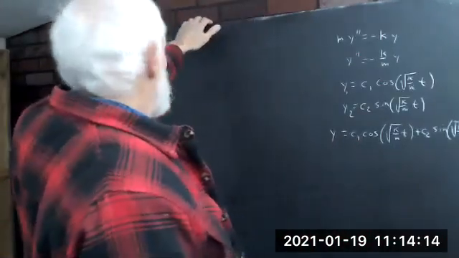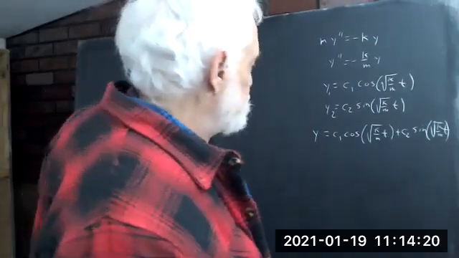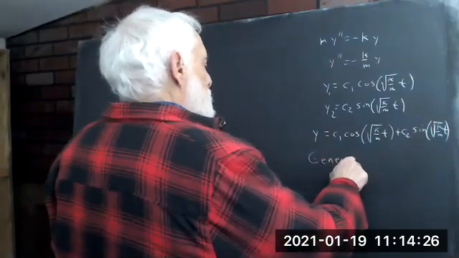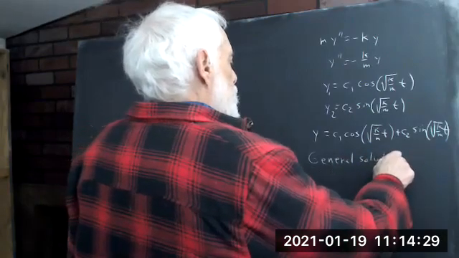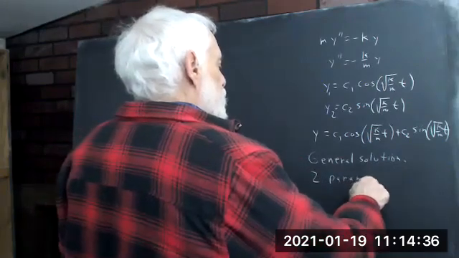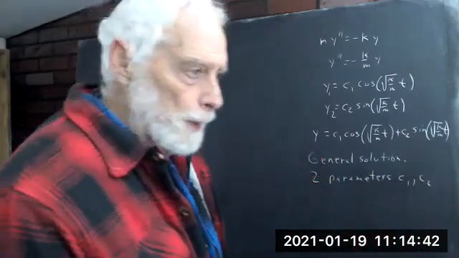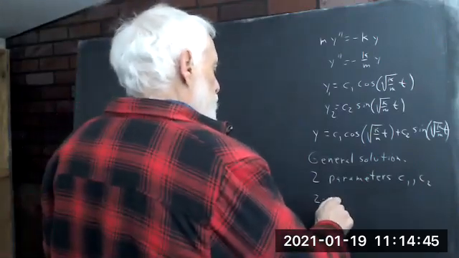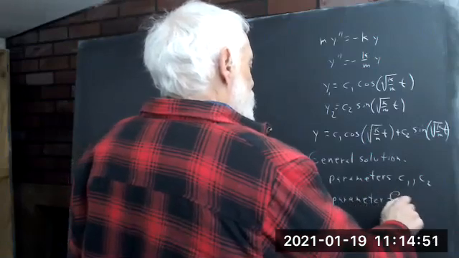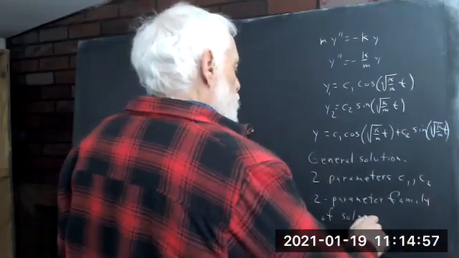And that's off the screen. I'll pull this over a little bit. There we go. Okay. This is your general solution. You have two parameters, C1 and C2, so it's a two-parameter family of solutions.